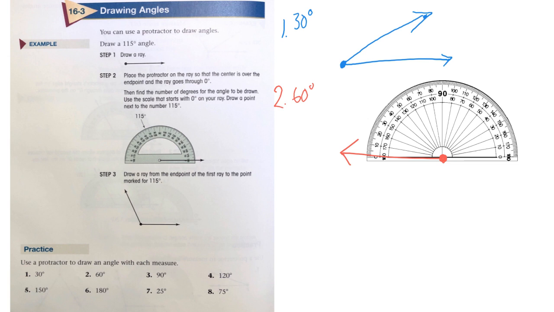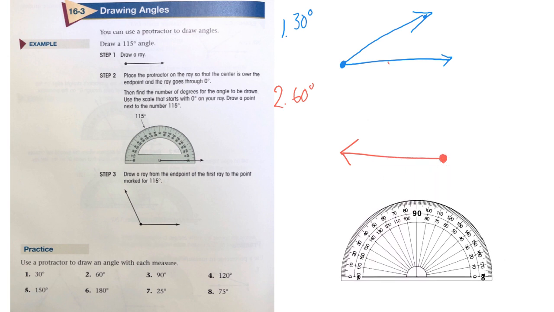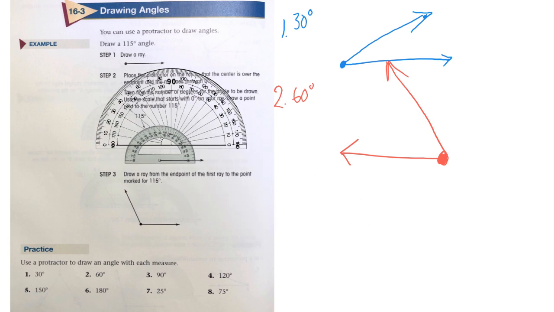Try one more time, a little farther back. 60. Now let's try and get this out. There we go. So now I can connect, and now we got our 60-degree angle. So that's the basic idea of making angles.